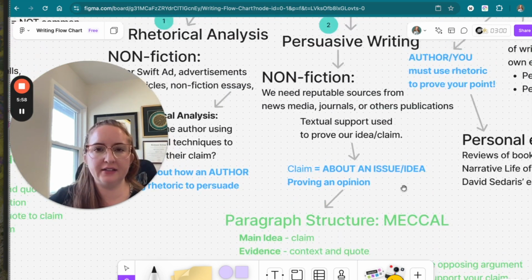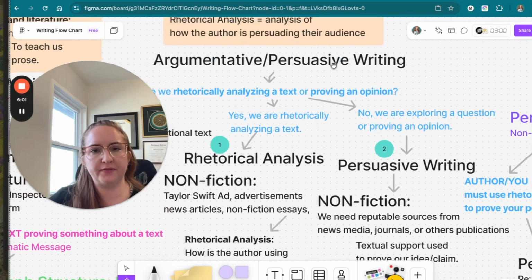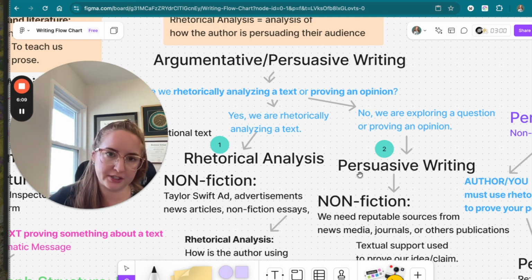So that is an overview of the two branches of argumentative or persuasive writing. Are you writing about rhetoric, or are you using rhetoric yourself? Both of these are tested on AP Lang.